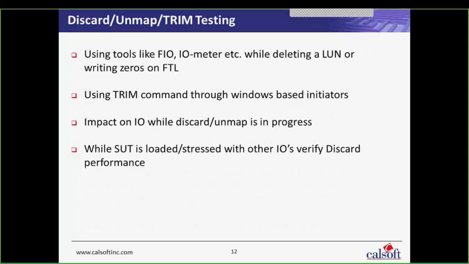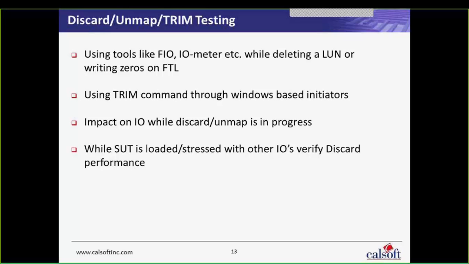Moving to the next slide. The next slide deals with how to test discard unmap. The typical and easiest way of doing it is enabling this in Windows, and you can always have a command in Windows to check whether the particular drive or block is discard enabled or not. Trim is fired from Windows initiators, and you check whether the trim commands are coming to your flash-based storage and doing their work or not. You can always have tools like AFA meter running while deleting a LUN or directly writing zeros onto your FTL.